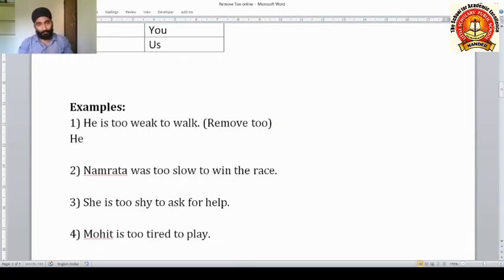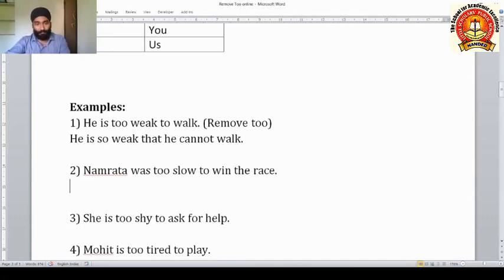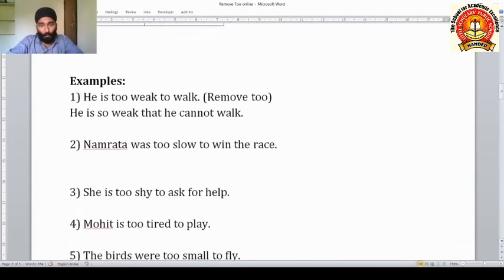He is too weak to walk. He is so weak that he cannot walk. See students, we have used "cannot" here because the helping verb is in present tense. Instead of "too" we have used "so". Adjective as it is, instead of "to" we have used "that". Pronoun we have used related to the subject. He cannot walk.